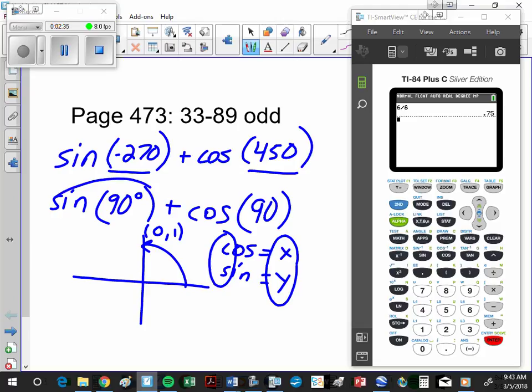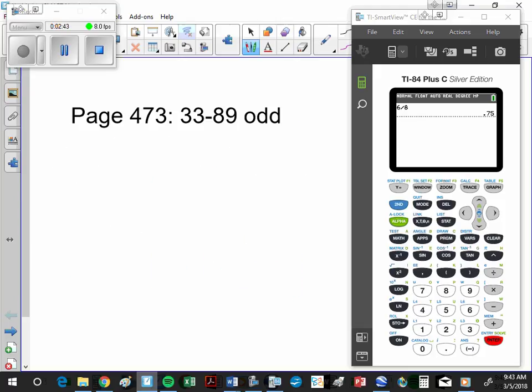1. So this is 1. What's the cosine of 90? 0. So the answer is 1. Okay, let's do another one.